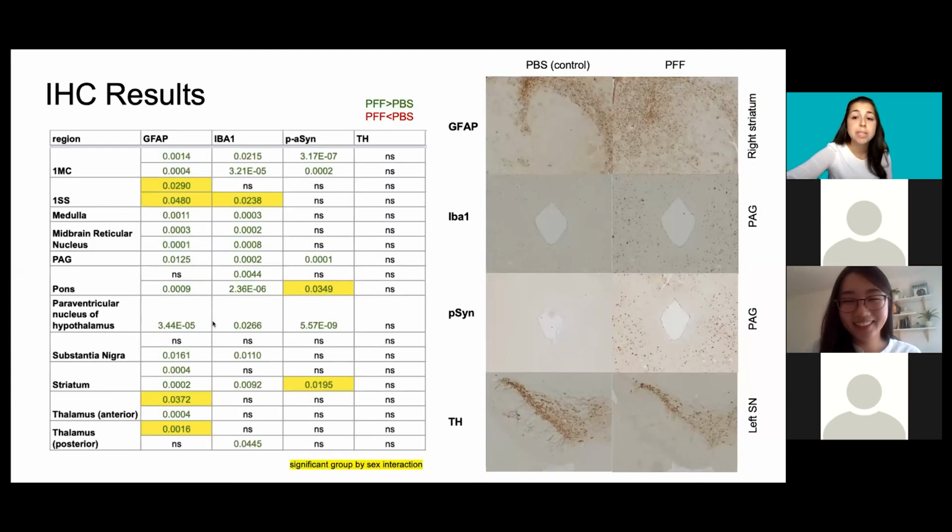Here is a summary table describing the significant differences in the number of positive cell staining for each of these 4 markers for the regions in which we saw the MRI-derived atrophy. The green p-values reflect higher amounts of cell staining for the mice that received the fibrils, the PFF, compared to the control group, which received the saline injection. And the inverse is shown in red.